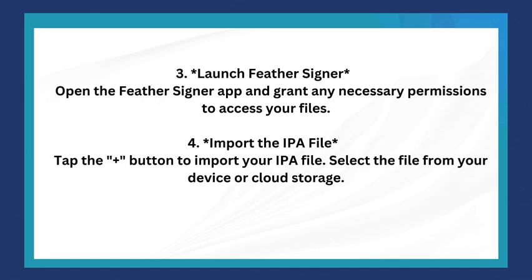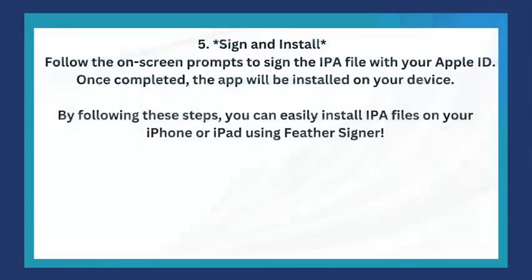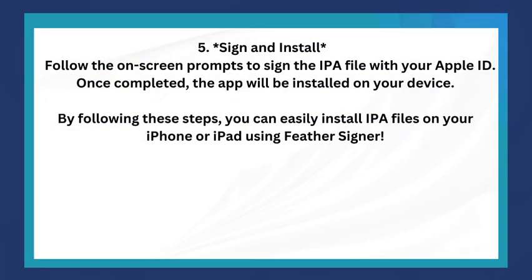The second last step is to import the IPA file. Tap the plus button to import your IPA file. Select the file from your device or cloud storage. The last step is to sign and install. Follow the on-screen prompts to sign the IPA file with your Apple ID. Once completed, the app will be installed on your device.